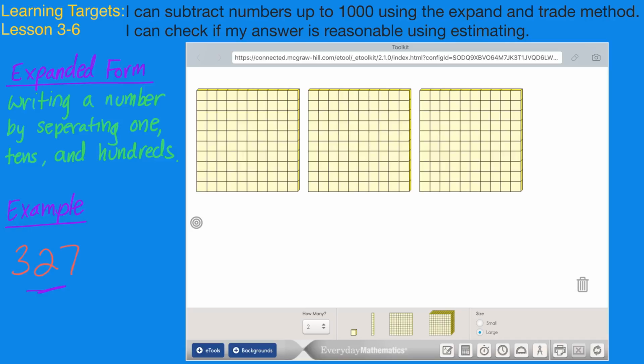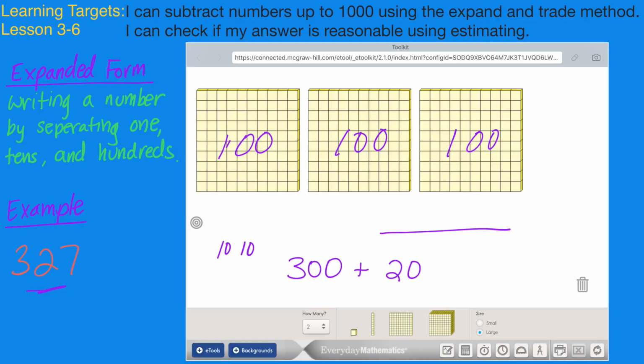So again, we're going to write this number in expanded form. And I look at first, how many hundreds do I have? I have 3. I count the value of them. 100 plus 100 plus 100 is 300. Plus how many tens we have? Each one of these is worth 10. So 10 plus 10 is 20. Plus 20, and we have 7 ones, plus 7.